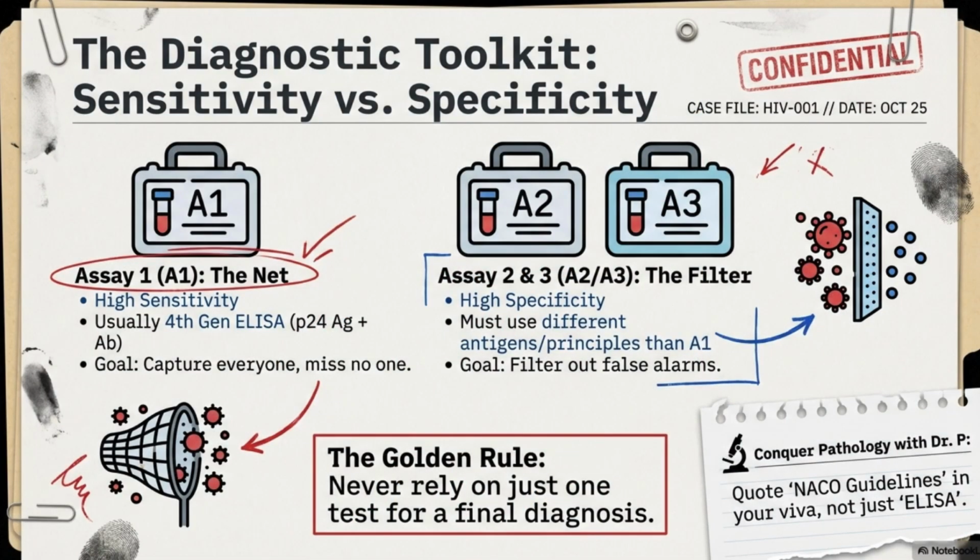First, understand the three kits A1, A2 and A3. SA1 or A1 must have high sensitivity. We don't want to miss anyone. Usually a 4th generation ELISA detects P24 antigen and antibodies. SA2 or A2 and SA3 or A3 must have high specificity. We don't want false alarms. These must use different antigens or different principles from A1.